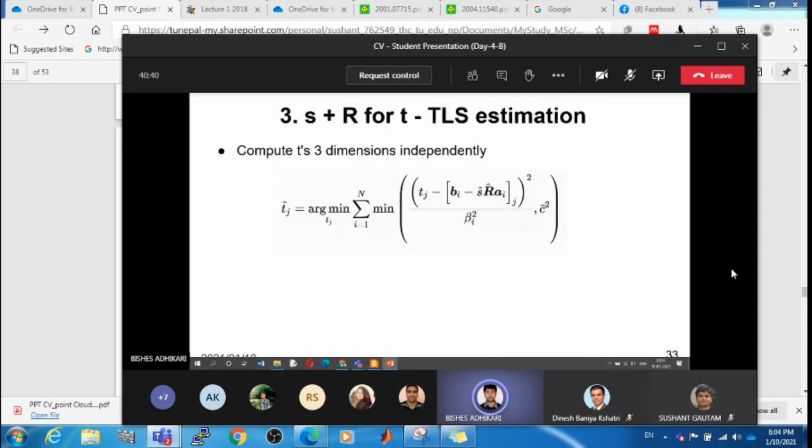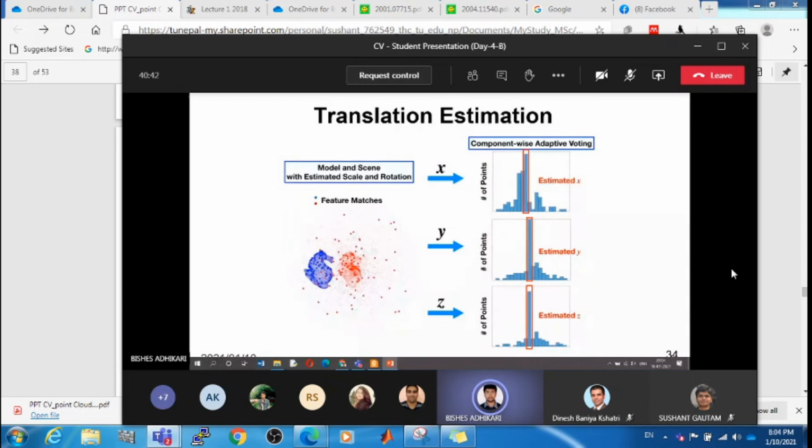Just like scaling, the translation is also estimated using adaptive voting, which Sushant sir discussed earlier, which gives us the number of invariant measurements. Having known the scale and rotation, the x, y, and z components of translation can therefore be separately estimated from the model.